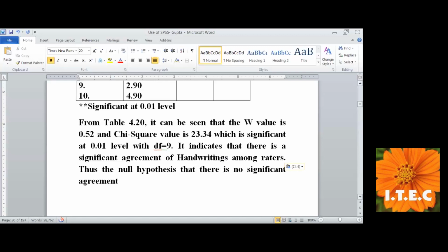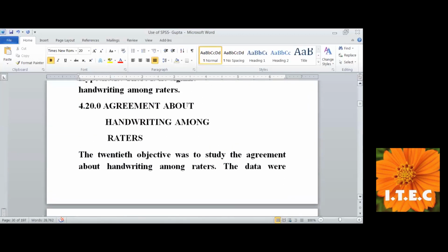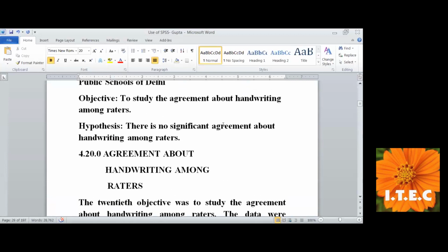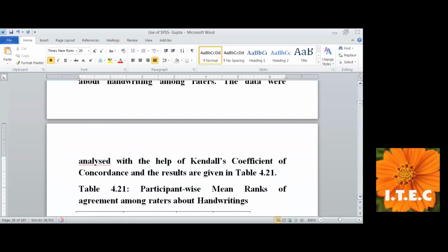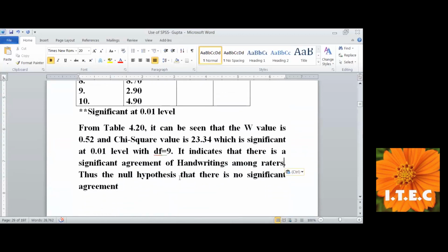So the null hypothesis, let us say what actually I wrote here, that there is no significant agreement. This is okay, I have written it, that is all right. So the null hypothesis that there is a significant agreement of handwriting among raters is rejected.